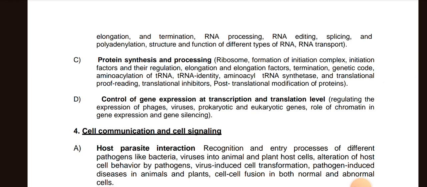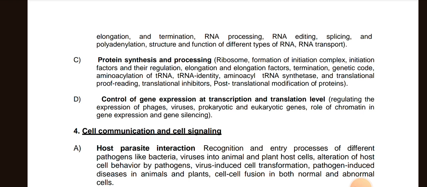The next subunit is protein synthesis and processing. The important topics in this subunit are ribosome, initiation factors and their regulation, tRNA synthetase, tRNA identity, translation inhibitors, and post-translational modifications of proteins.